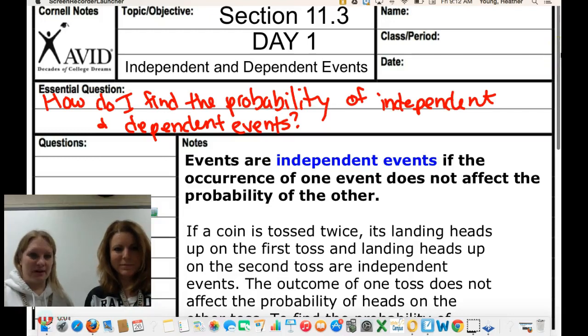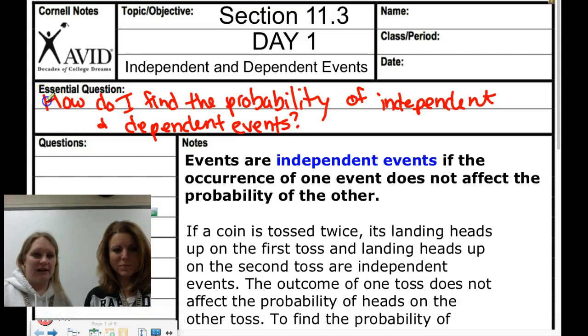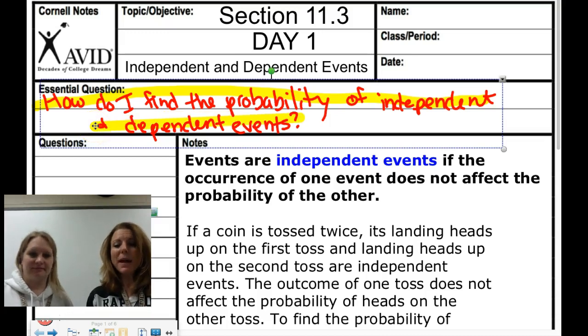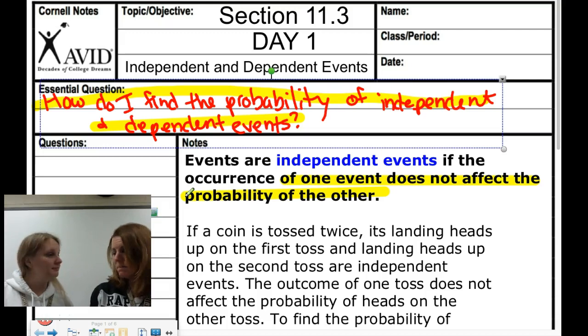All right, so today is a day one lesson of 2 again. Our essential question is, how do I find the probability of independent and dependent events? Events are independent if the occurrence of one event does not affect the probability of the other. Got it. That makes sense.